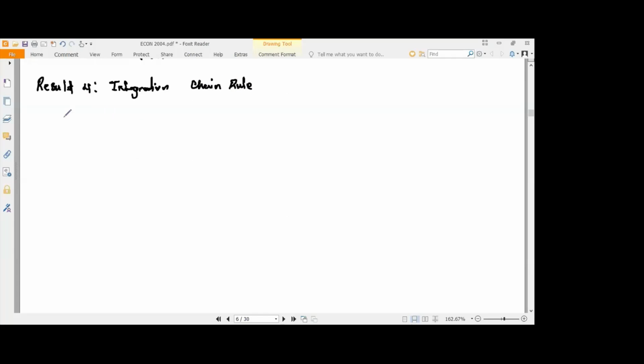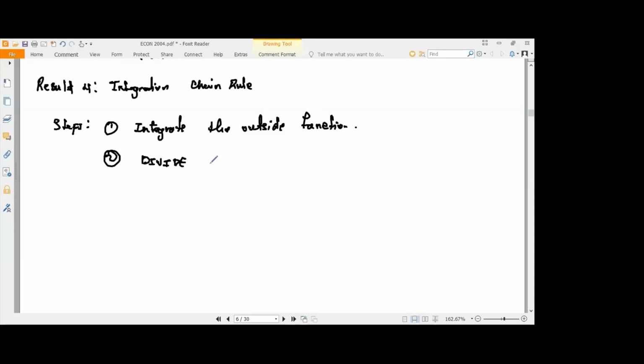So what we do here, the steps are to, 1, integrate the outside function, right? And then after integrating the outside function, you are going to divide, not multiply. So remember, in your differential chain rule, you normally multiply. We're doing the opposite. So we're going to divide by the differential of the inside function. So once you can remember this chain rule here, then it simplifies a lot of stuff for you. So divide by the differential of the inside function.